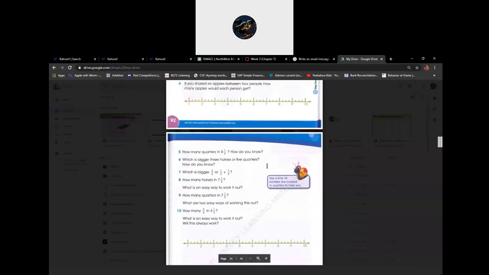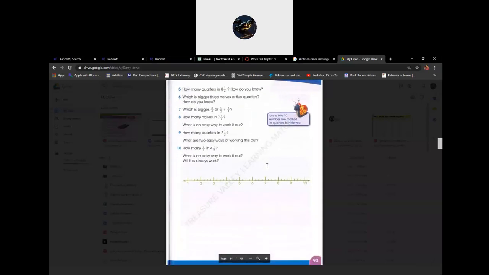Okay, so we're moving on to page 93. So I will do the first question. It says how many quarters in 8 and 1/4? So my answer was 33, and how I got that was, since 4 quarters equal 1 whole, I disagree with Cool Guy's answer. Okay, can I just finish? Yeah.